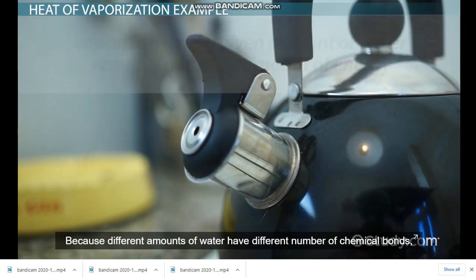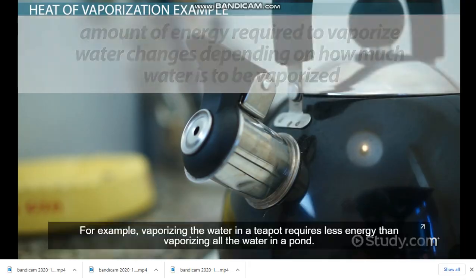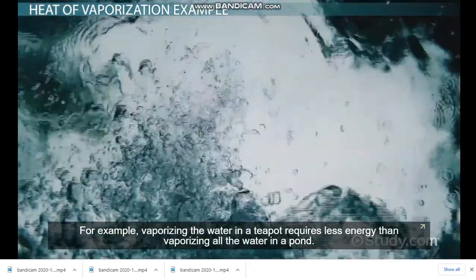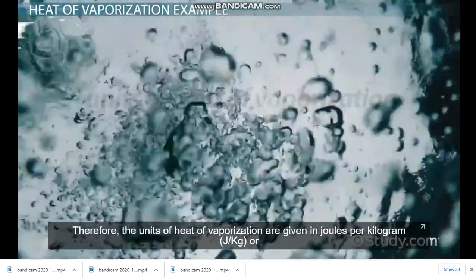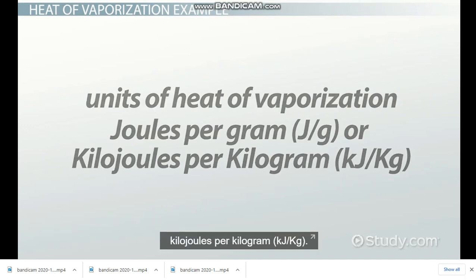Because different amounts of water have a different amount of intermolecular forces, the amount of energy required to vaporize water changes depending on how much water is to be vaporized. For example, vaporizing the water in a teapot requires less energy than vaporizing all the water in a pond. Therefore, the units of heat of vaporization are given in joules per gram or kilojoules per kilogram.